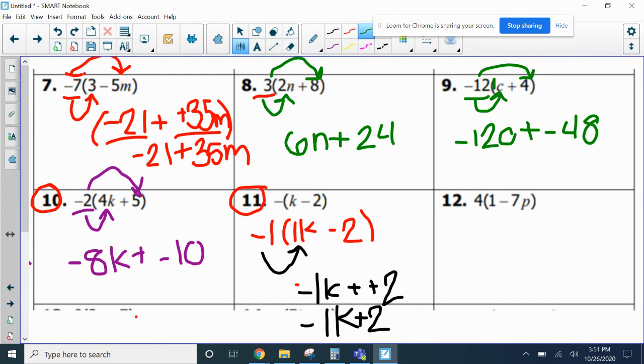All right, let's go ahead and do one more. So now I have 4 that we're going to distribute into the parentheses. And we're going to say distribute to the first one minus distribute to the second one. So 4 times 1 is 4. 4 times 7 is 28. And 4 times p is 4p, because we still do not know what p is.